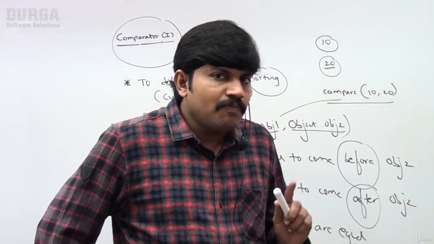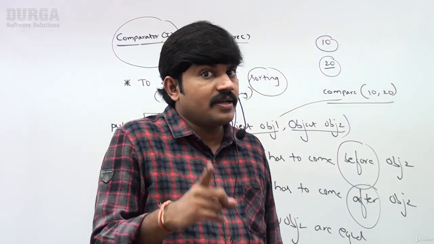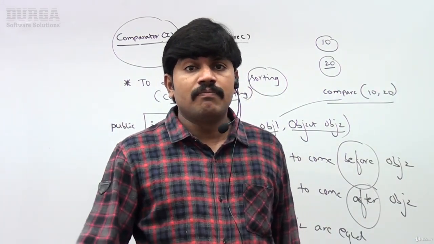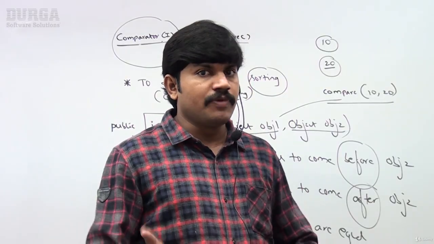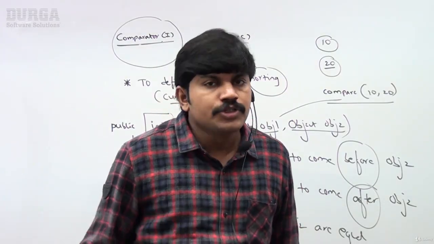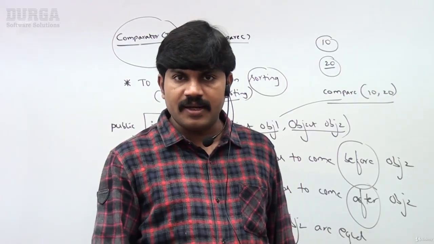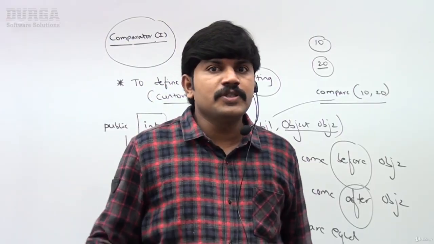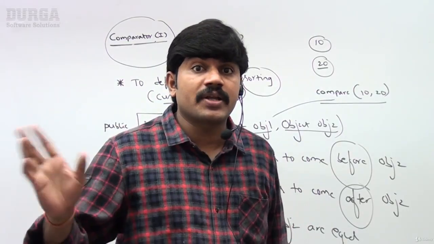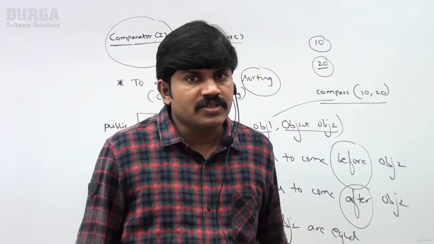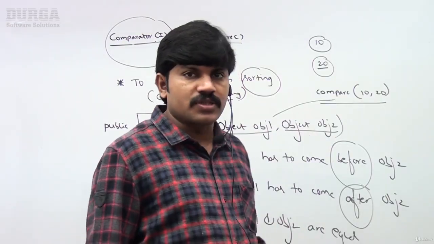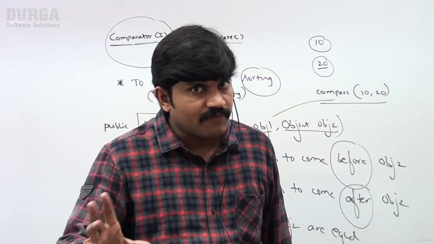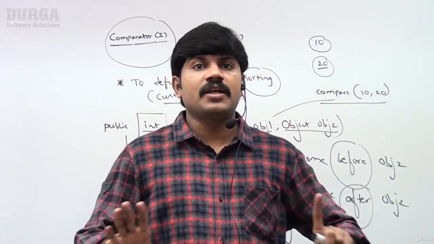What is the return type of the compare method? An int value. It returns negative if obj1 has to come before obj2. Negative means before, positive means after, 0 means both are equal. Internally, the JVM uses the compare method to decide sorting order while inserting objects into our collection. How you can use this concept, I will discuss. So: Comparator compare, positive value means after, negative value means before, 0 means equal.